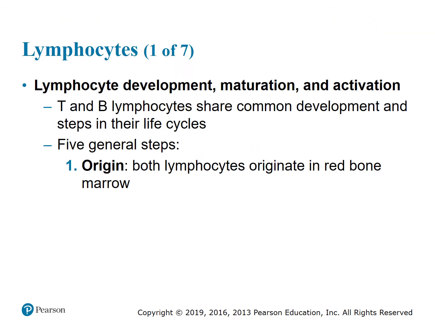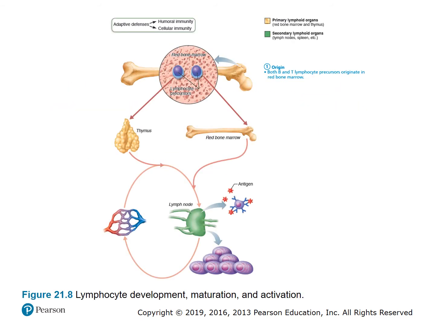Lymphocyte development, maturation, and activation. T and B lymphocytes share common development and steps in their life cycles. The general steps are: number 1, origin. Both of these lymphocytes originate in the red bone marrow. So number 1 is origin. Both B and T lymphocytes, the precursors of these lymphocytes, originate in the red bone marrow.